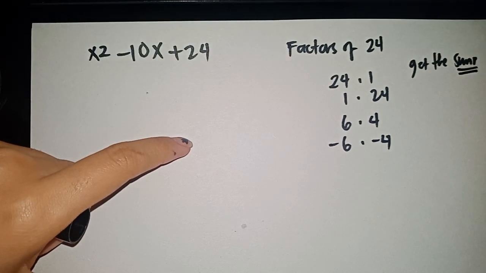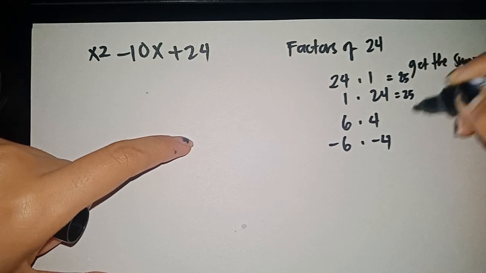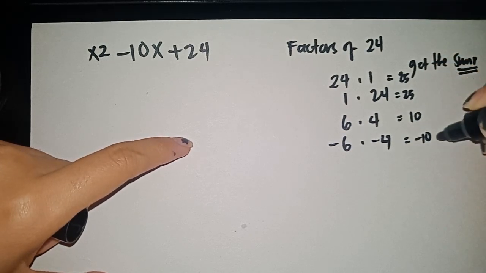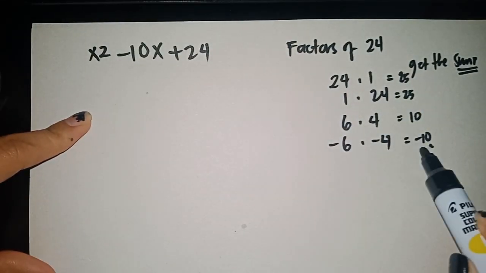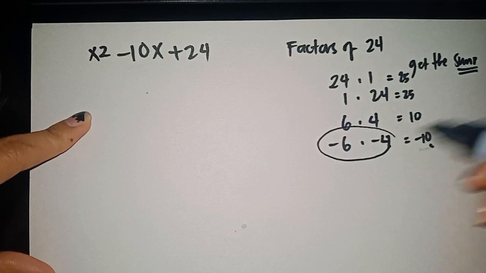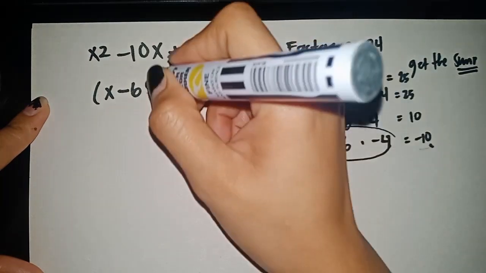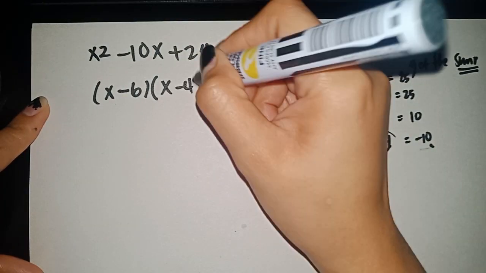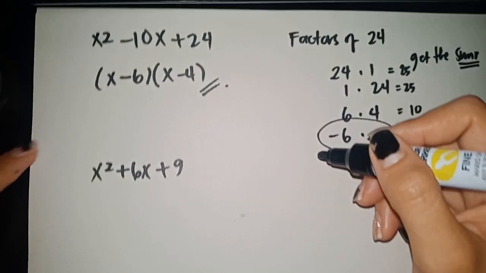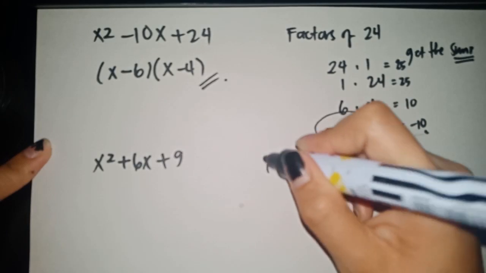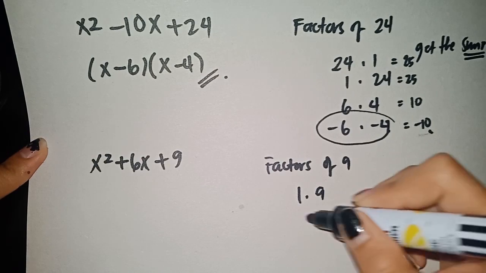Next is we have to get the sum. We have 25, this is also 25, 10, and negative 10. So we are looking for the sum that will be the same as the second term. And what we're looking for is negative 6 and negative 4. Then those will be the factors. We have x minus 6 and x minus 4. Now if you want to check your answer, you can multiply these binomials and the product will be the same as x squared minus 10x plus 24.